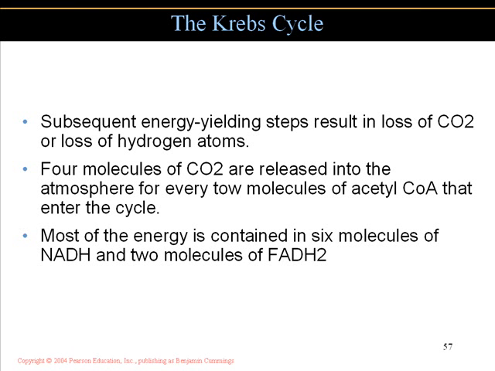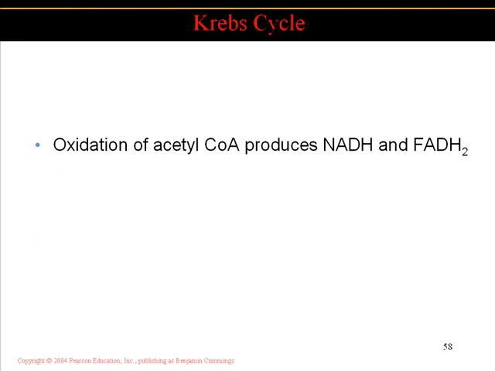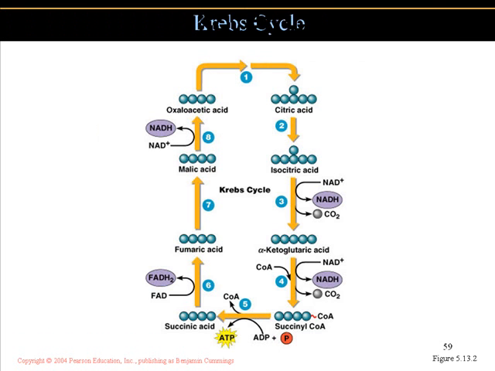So subsequent energy yielding steps result in a loss of carbon dioxide and a loss of hydrogen atoms. 4 molecules of CO2 are basically released in the atmosphere, for every 2 molecules of acetyl-CoA that enter into the cycle. Most of the energy is contained in the 6 NADH and the 2 molecules of FADH2. So in the Krebs cycle, we see oxidation of acetyl-CoA. It produces NADH and FADH2.